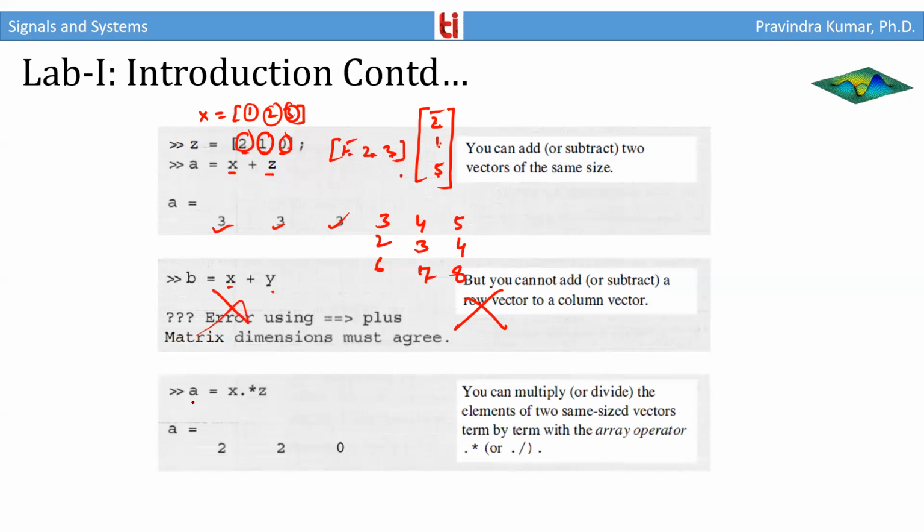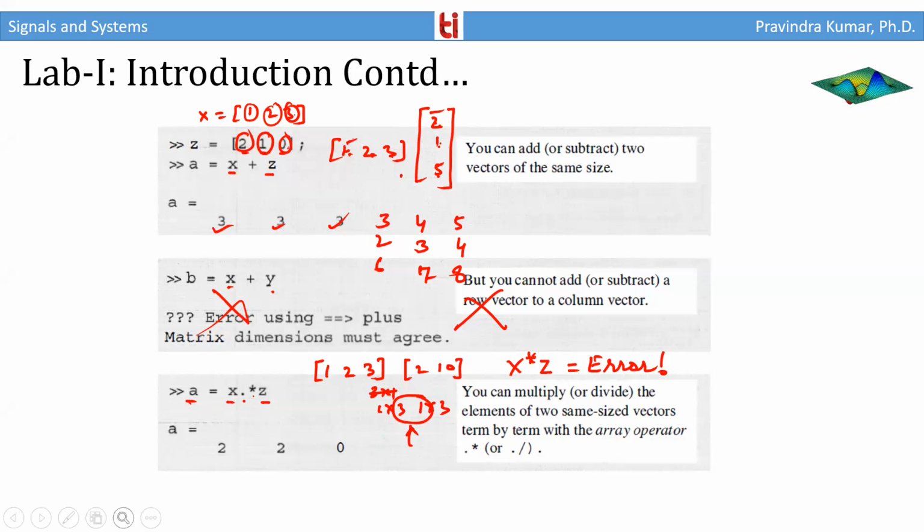And a is equal to x dot into z. So x is 1 2 3, this is one matrix, and z is 2 1 0. Sorry, this is 1 by 3, and this is also a 1 by 3 matrix. So dimensions are not matched here. If you multiply these vectors or matrices like this, the answer will be an error, because we cannot multiply matrices where dimensions are not matched.